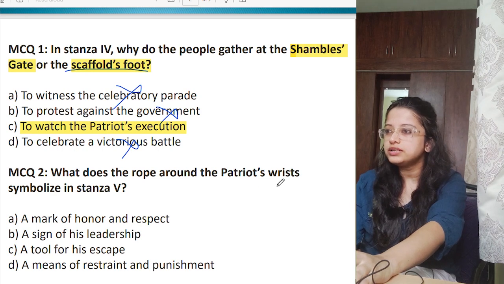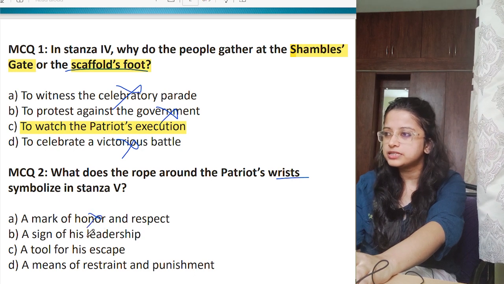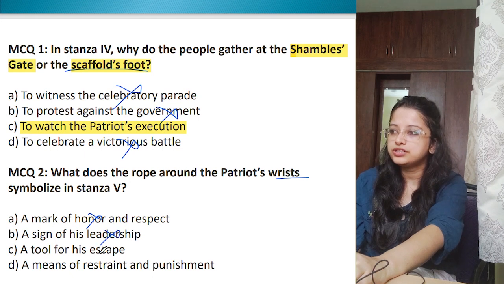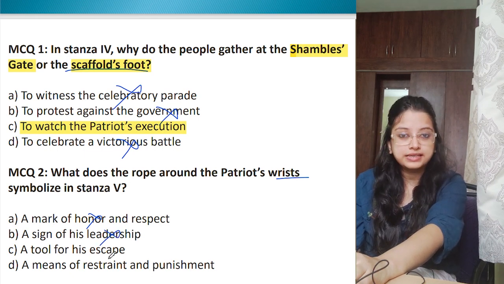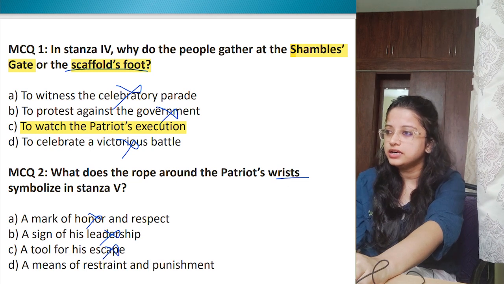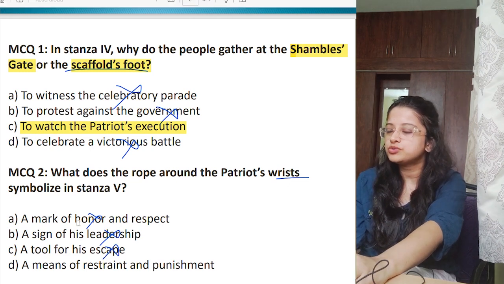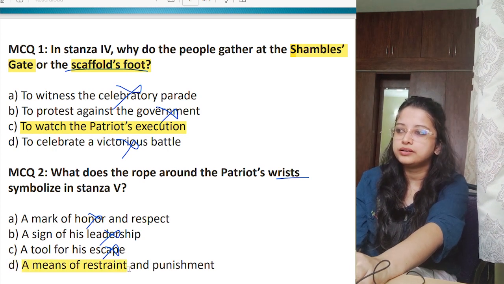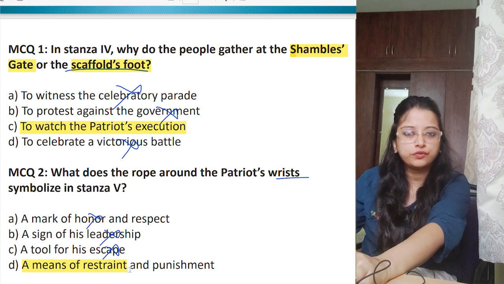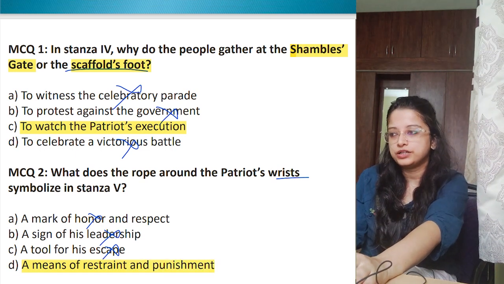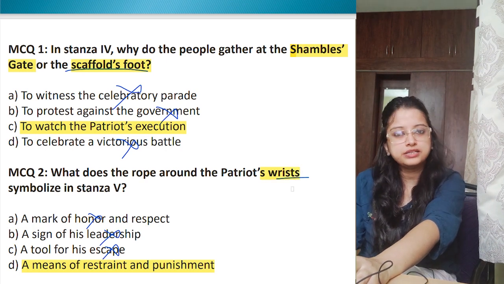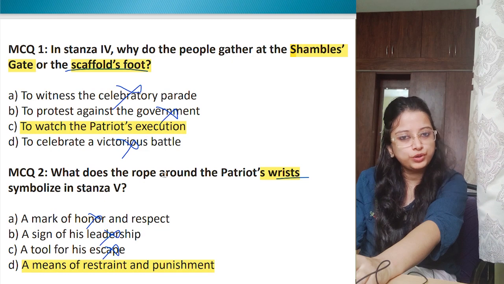Next question, what does the rope around the Patriot's wrists symbolize in stanza 5? A mark of honor and respect. If your hand is tied like this, how can that be of honor? A sign of his leadership? No. A tool for his escape? He cannot escape if his hand and feet is tied. So this is also incorrect. So the last option that is left, that has to be the right one. A means of restraint, that means you are bound, you cannot move out from there, you are tied up and you are being punished. So means of restraint and punishment, that is what the tied wrists of the Patriot is talking about, right? MCQ number 2, I think it is clear.